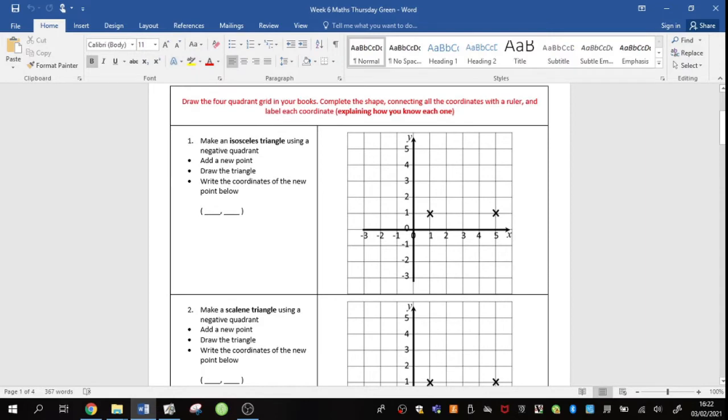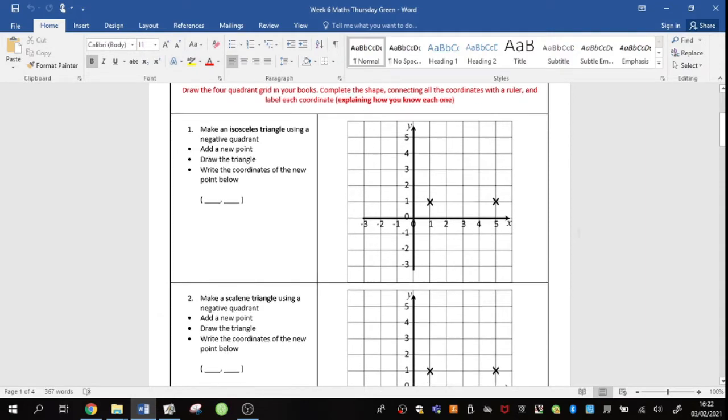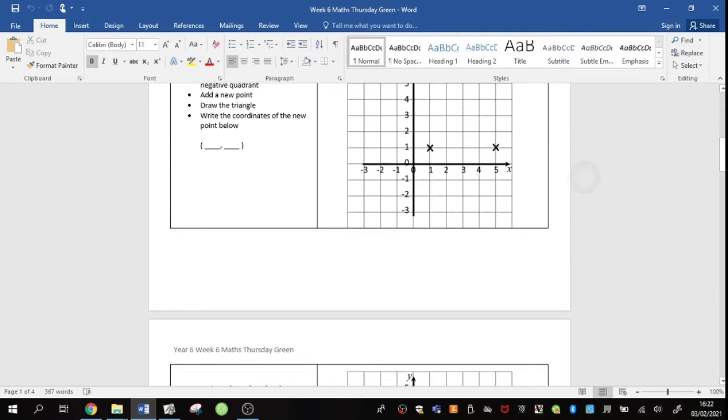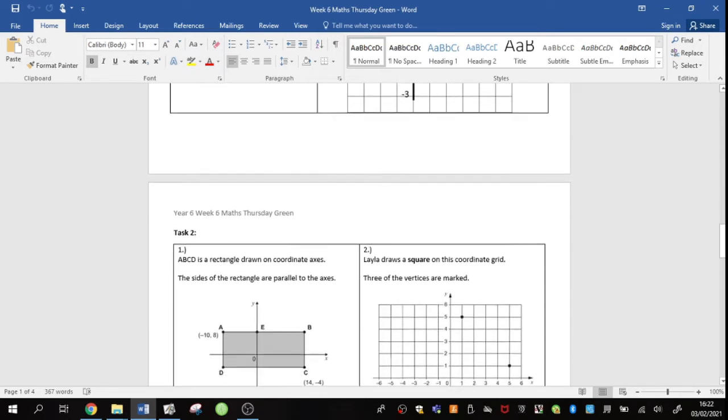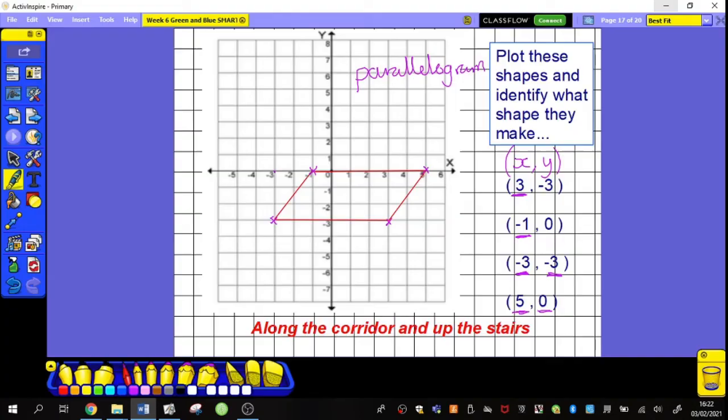What I'd like to do now is have a look at task 1. Can you make these shapes? Can you plot the coordinates in all four quadrants to make the shapes that it states? When you're ready for task 2, come back.